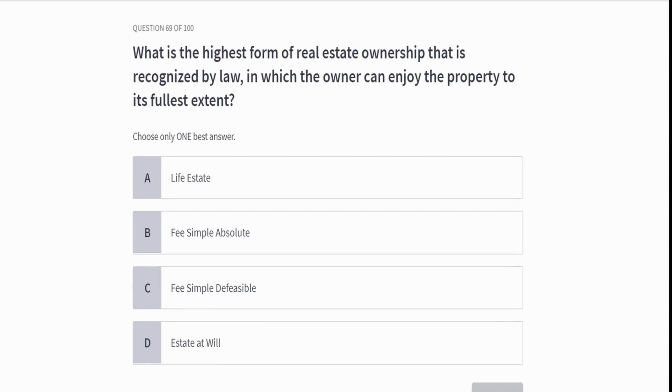Question 69. What is the highest form of real estate ownership that is recognized by law in which the owner can enjoy the property to its fullest extent? Is it A, life estate, B, fee simple absolute, C, fee simple defeasible, and then D, estate at will? So again, there's 4 options. Think about that and come up with your answer.